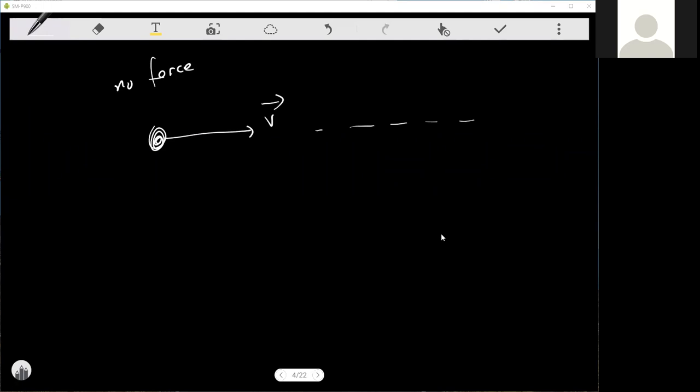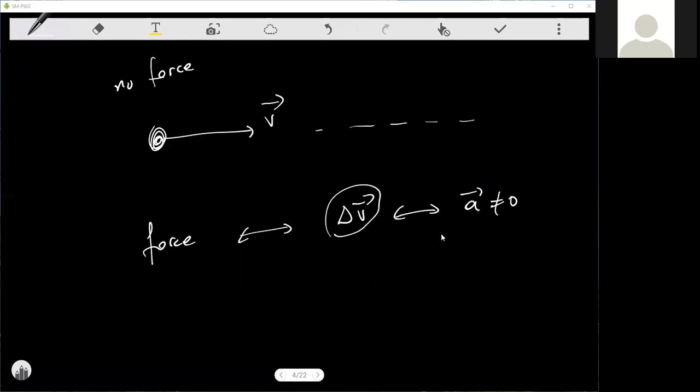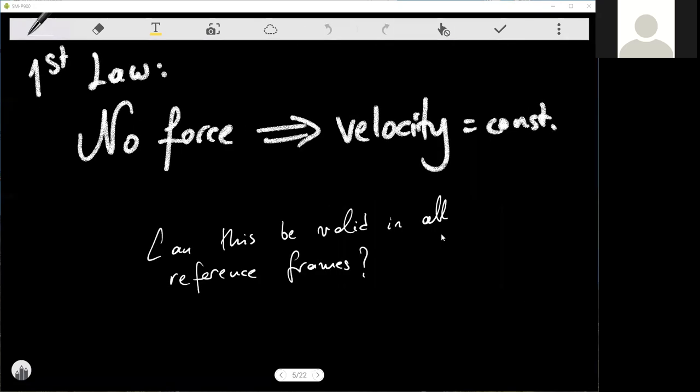As a result, a force is needed to change the velocity. If there's a force, then the velocity would change, so that means there should be an acceleration. The acceleration would be non-zero. From here, we can deduce that forces should be related with the acceleration. Just keep in mind that velocity changes if either its direction or its magnitude changes. Again, let's keep it short. So the first law of motion says that if there's no force on an object, then its velocity is constant.